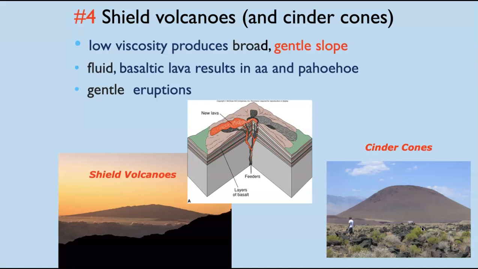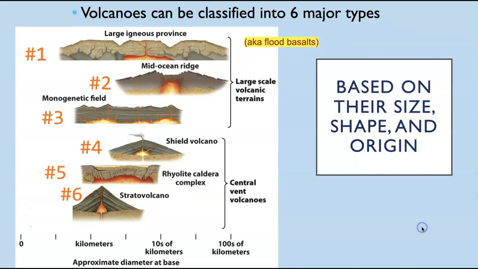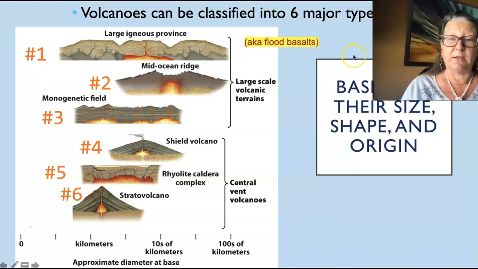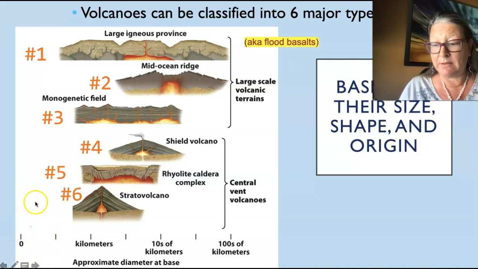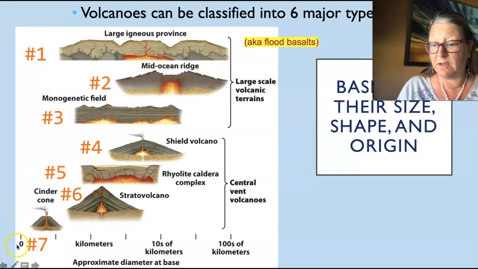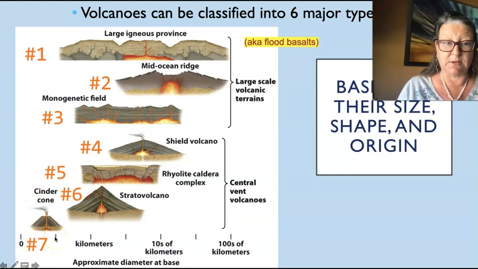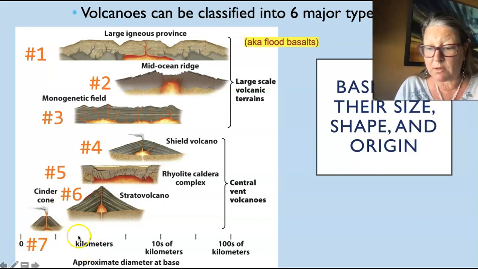And cinder cones are kind of unusual because they don't last very long. All of these volcanoes that we've looked at here take millions of years to form and grow. But there's one more volcano on this list that I kind of hid from you. So way down here, we have volcano number 7, the cinder cone. This is basalt again, and it's very small. See how it's down here at the very small end of the scale.